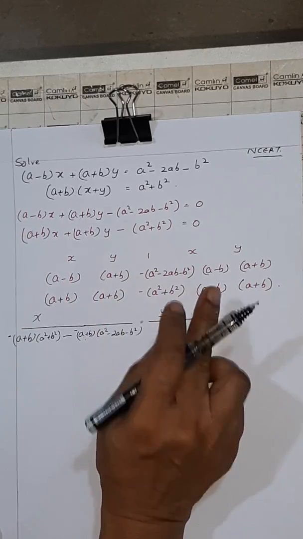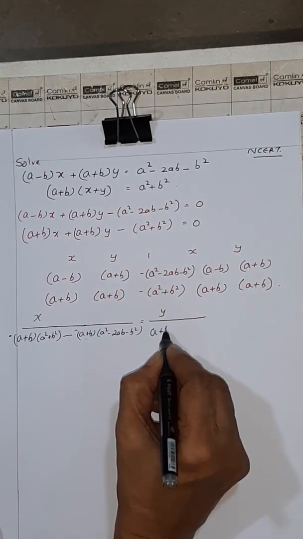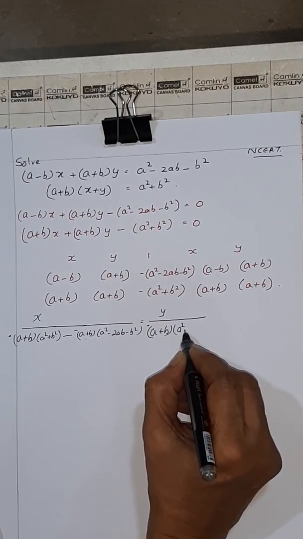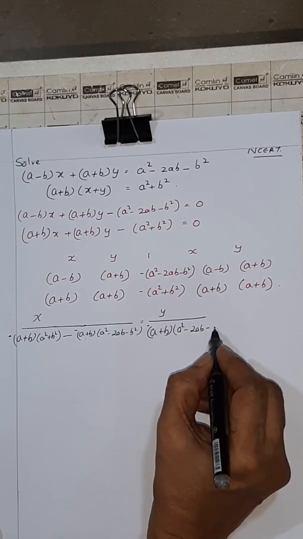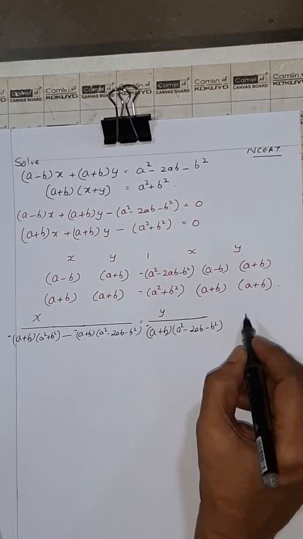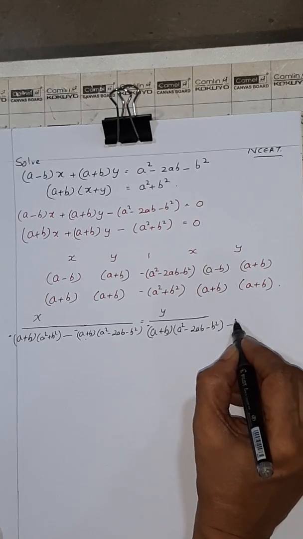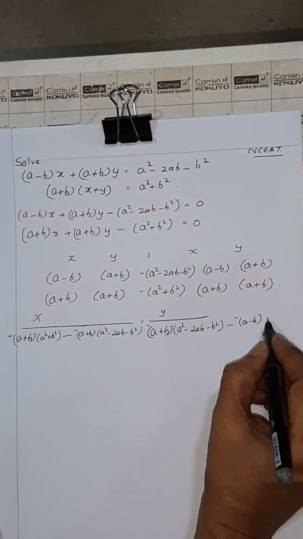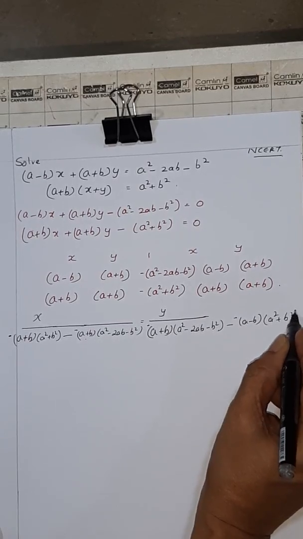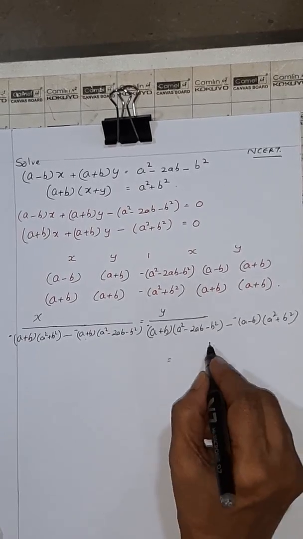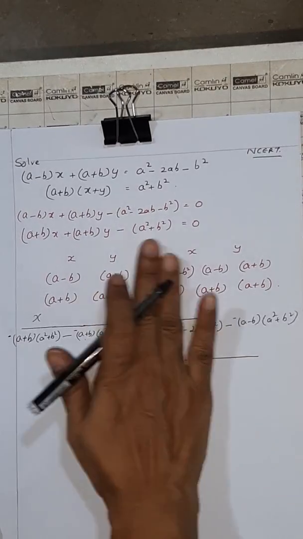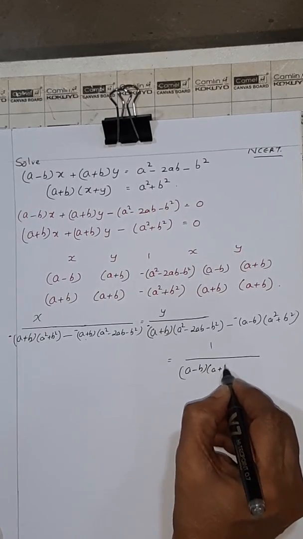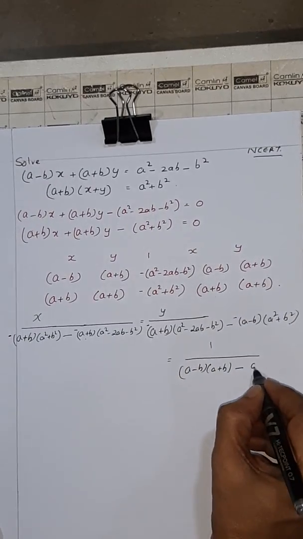y divided by these two, so a plus b into a squared minus 2ab minus b squared, minus of this, so minus of a minus b into a squared plus b squared, equal to 1 divided by, so leave this, so a minus b into a plus b minus a plus b the whole squared.